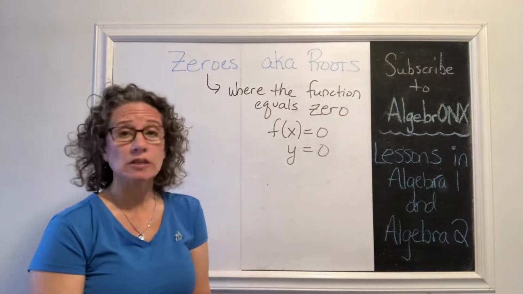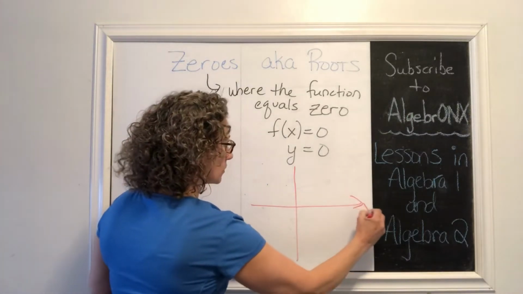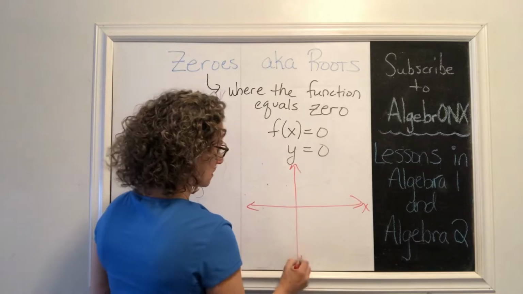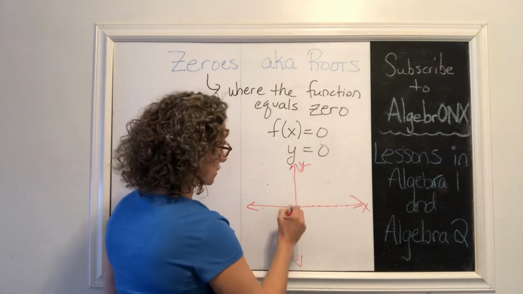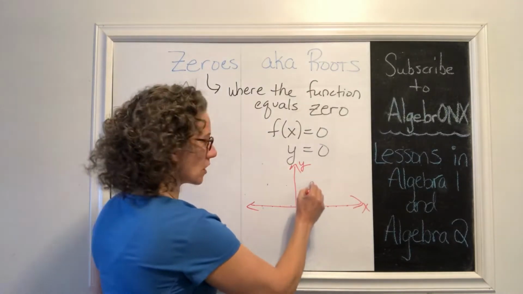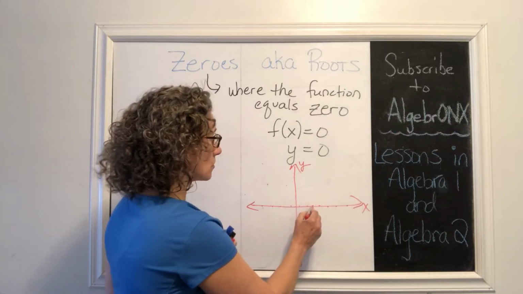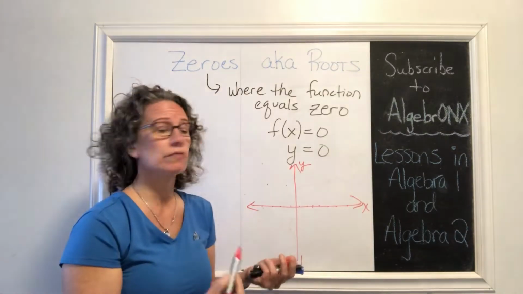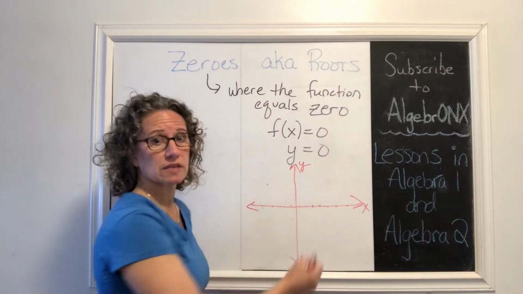Now, graphically speaking, where is this? Well, if you're on your x-axis, there's your y-axis, anywhere along here, the function equals 0, because you're neither up nor down from the function. So the zeros of the function, or the roots of the function, are the places that are on the x-axis.